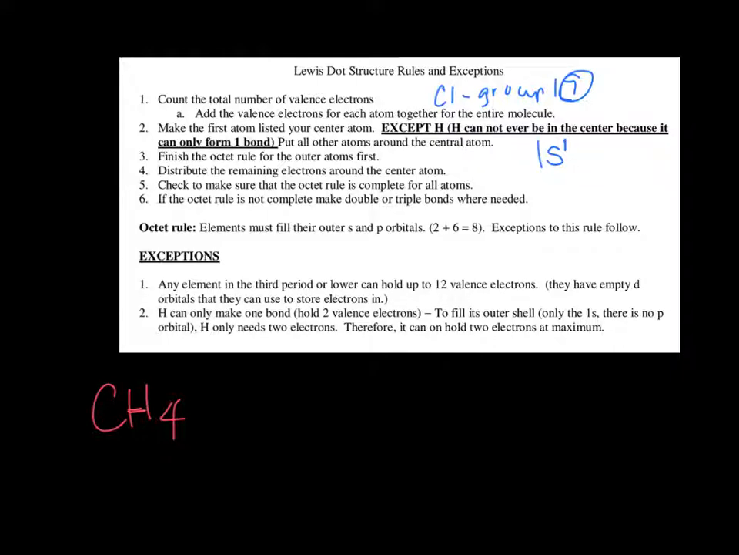So let's start from the beginning and start with some easy ones first. First we have to calculate the number of valence electrons. Carbon is in group 14, so it has 4 valence electrons. Hydrogen is in group 1, so it has 1 valence electron, but we've got 4 hydrogens, and each hydrogen will have 1 valence electron. So if we multiply first, 4 times 1 is 4, plus 4, that is 8 valence electrons total.